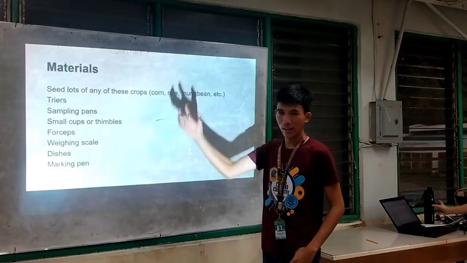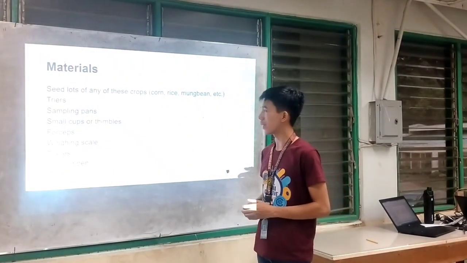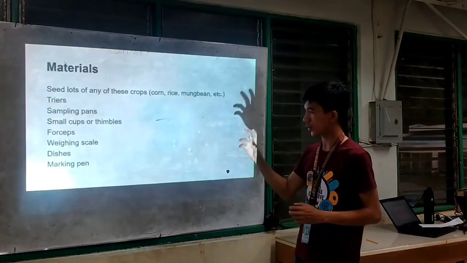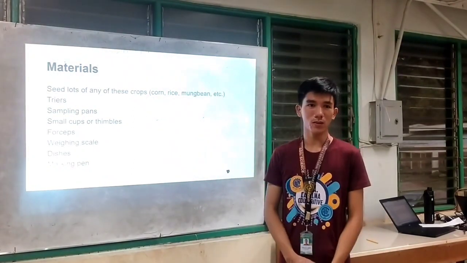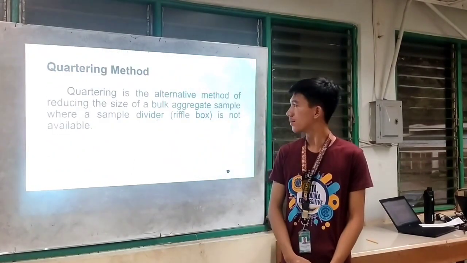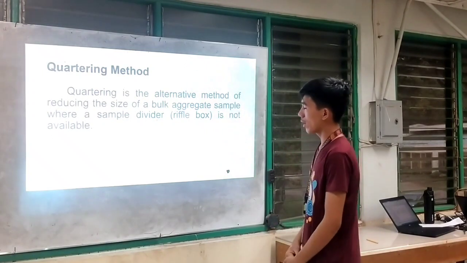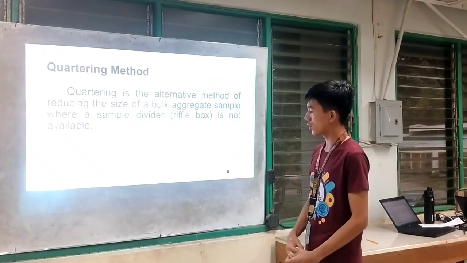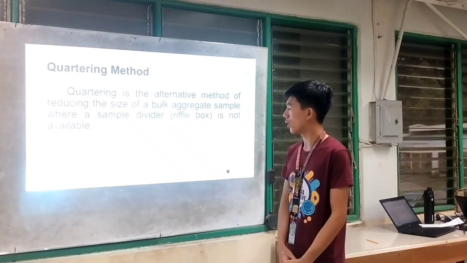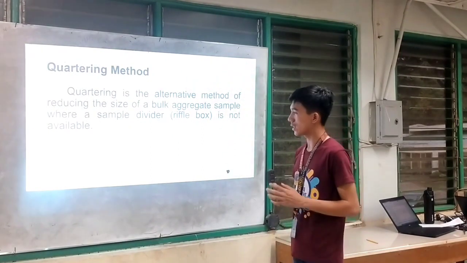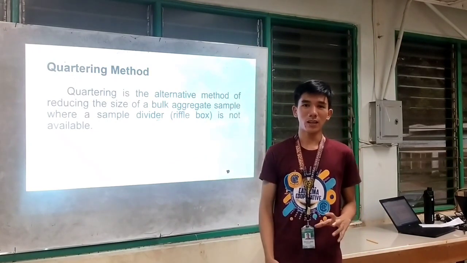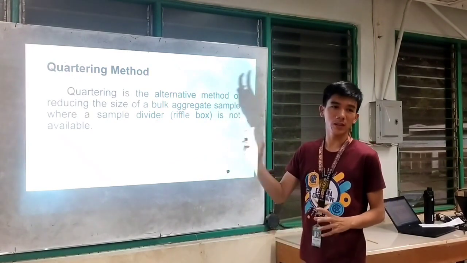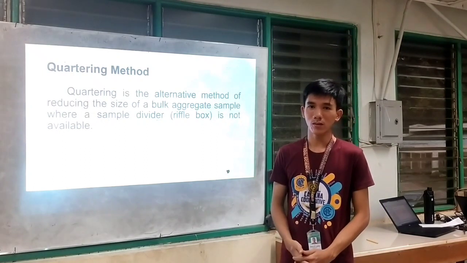So these are the materials: seed lots, triers, sampling pans, small cups or tumblers, forceps, weighing scale, dishes, and marking pen. Next, the quartering method. Quartering is the alternative method of reducing the size of a bulk aggregate sample where a sample divider is not available. That is the quartering method.